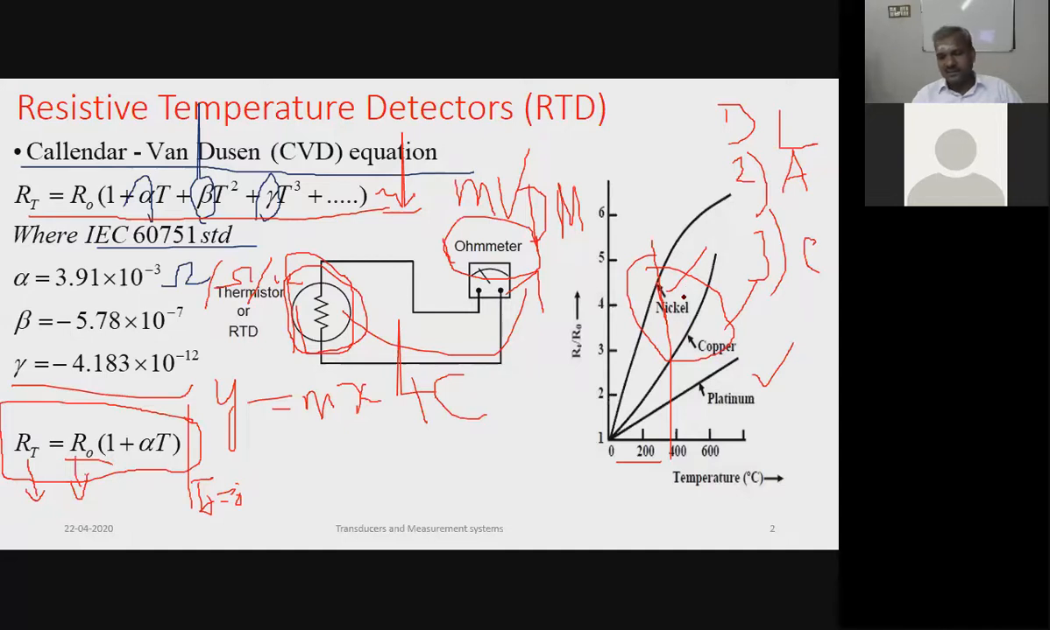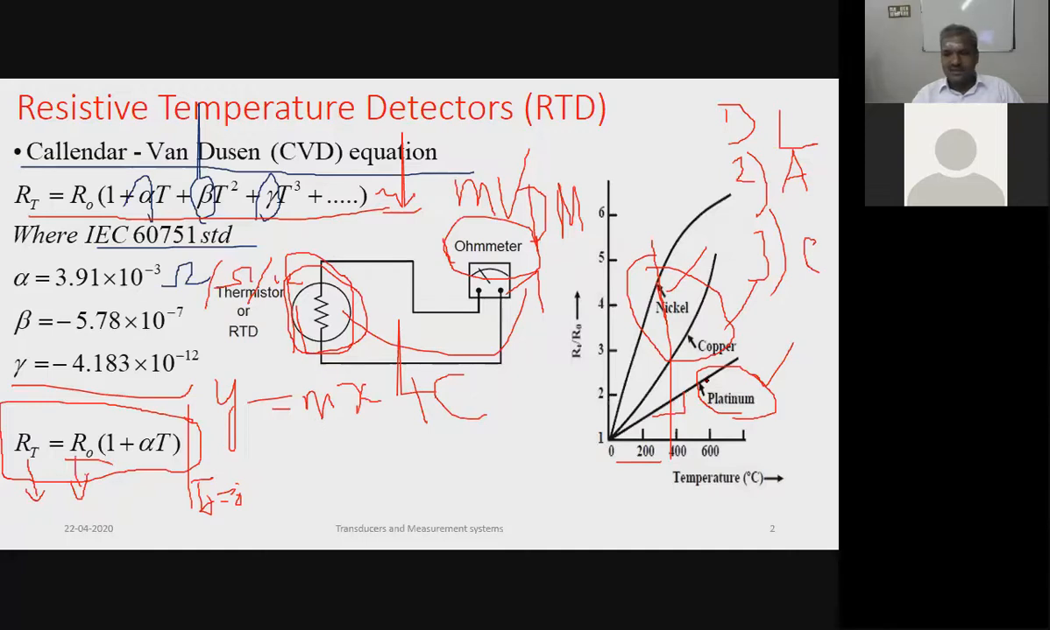we are not preferring them for temperature measurement in industries. Okay, whereas platinum, even though platinum has low sensitivity, this platinum sensitivity is very low, we are preferring platinum for industrial measurements. That's why PT100 is very famous in industries.